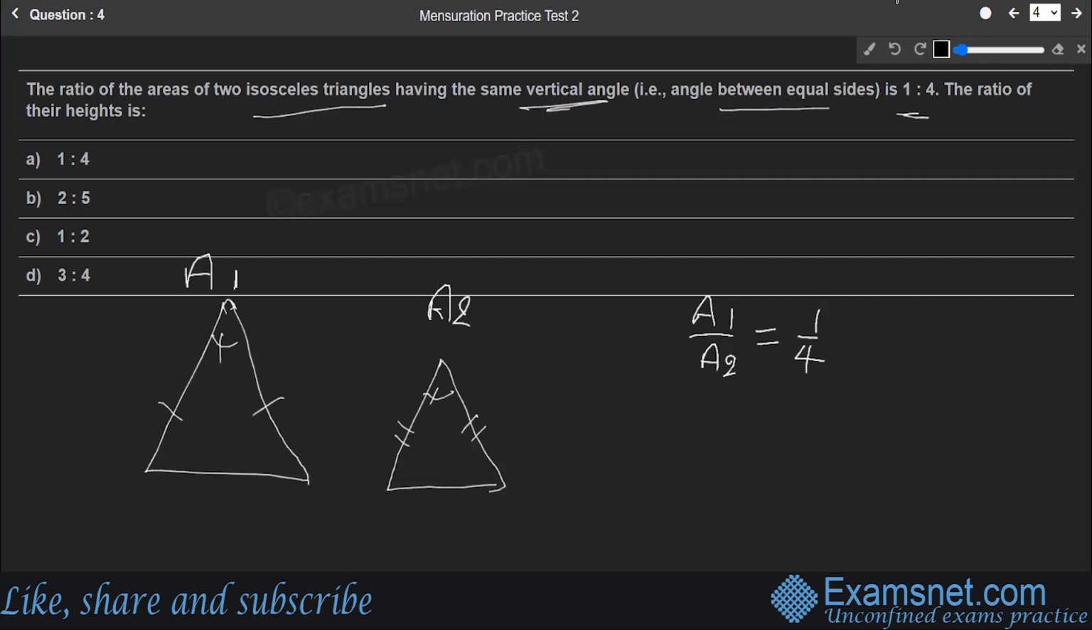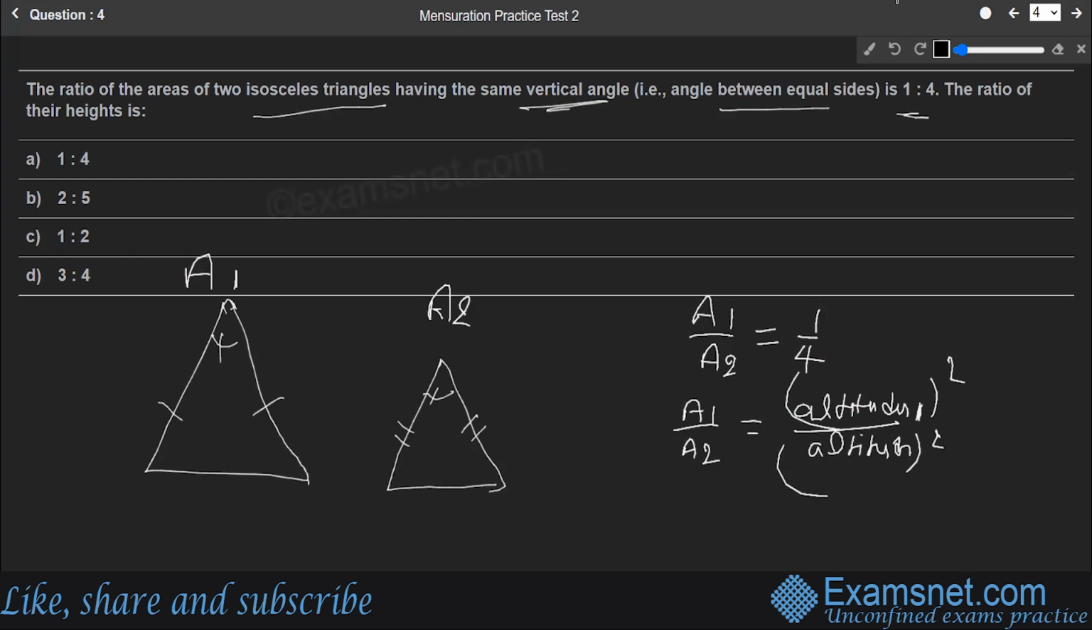But in isosceles triangles, there is a property that the areas of two isosceles triangles are in the ratio of their altitude squares. Altitude 1 and altitude 2, altitude 1 squared and altitude 2 squared. This is how the areas are related.